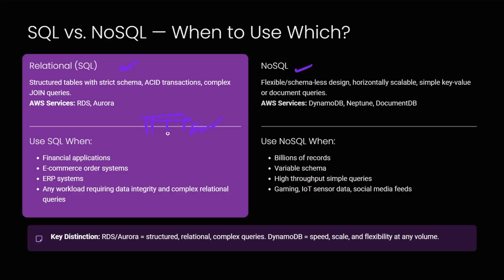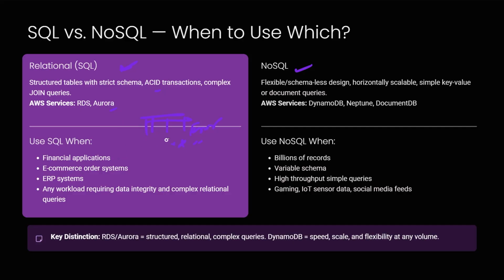ACID is just a fancy acronym that means guaranteed reliability. Think about transferring $100 to a friend and you want an absolute guarantee that $100 leaves your bank account and arrives in theirs. If your Wi-Fi cuts out halfway through, an ACID database cancels the whole thing. No missing money. On AWS, your go-to services here are Amazon RDS and Amazon Aurora.